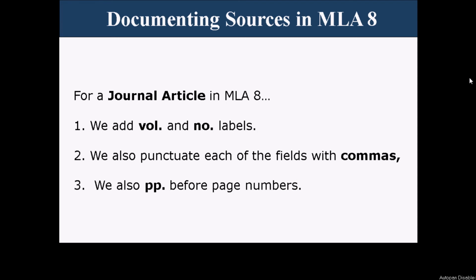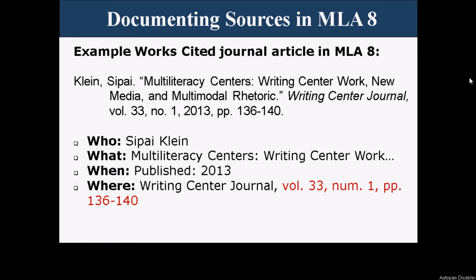So we add volume and number labels for the volume and issue. We punctuate each of the fields with commas for journal articles, and we use pp. before page numbers. And in the case of a single page, you could get away with using p. for that page. So here's what it looks like. Notice the differences. Again, volume and number labels, the page range and commas used to punctuate the fields, starting with Writing Center Journal, then volume, then number, then year. Notice the difference in not having parentheses around the year, and the page range, period.